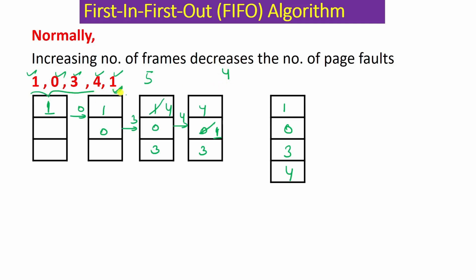Now when this page number 1 is asked, 1 will be checked and 1 is actually present inside this main memory, right? So for 1 there will be no page fault, if we are given 4 frames. So only 4 page faults are generated. But when we have less number of frames, then we have more number of page faults. So with the increase in number of frames, we have decreased the number of page faults. Okay, so this is the usual behavior that we are expecting from the page replacement algorithms.